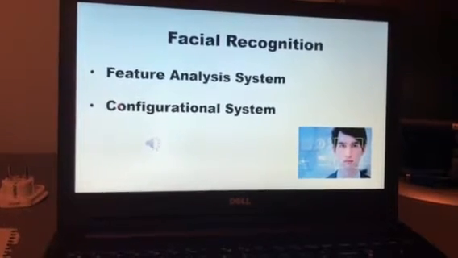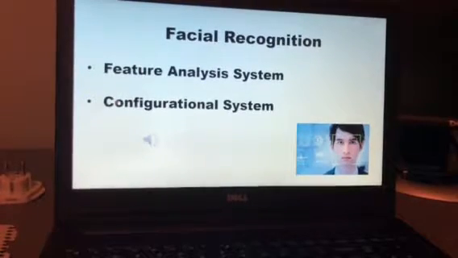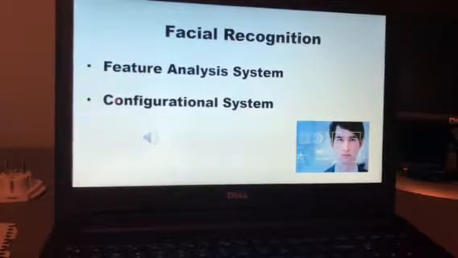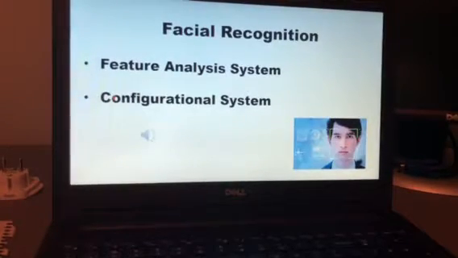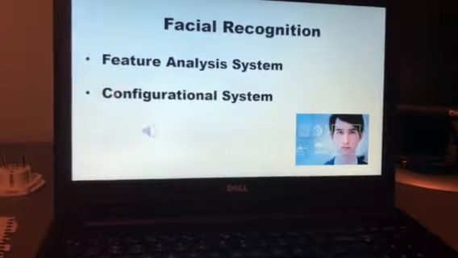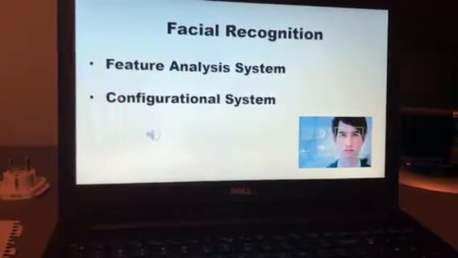The second is the configurational system. We use this system in our daily lives when we recognize people that we see on a daily basis. This is someone that you're very familiar with. You don't need to analyze this person's individual features. You can take a look at the whole picture and you know who they are immediately.